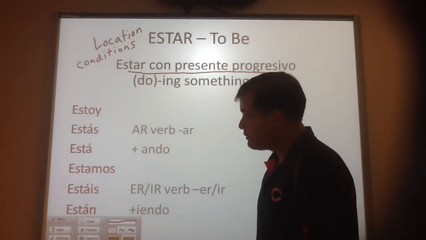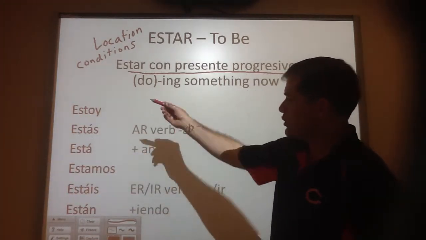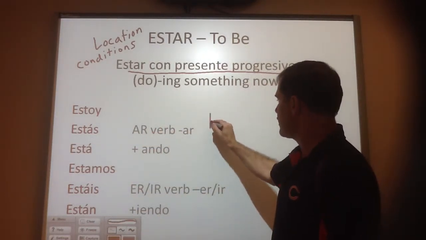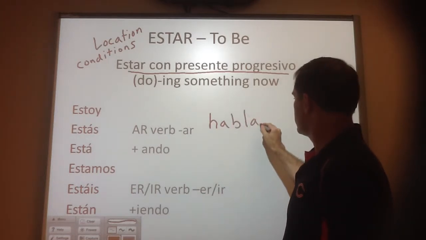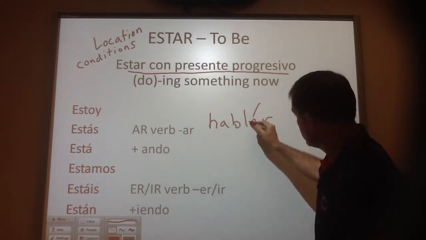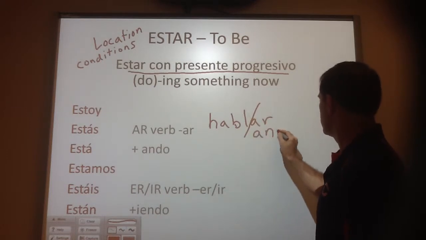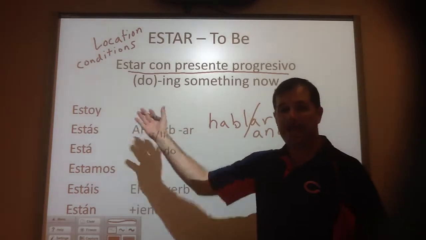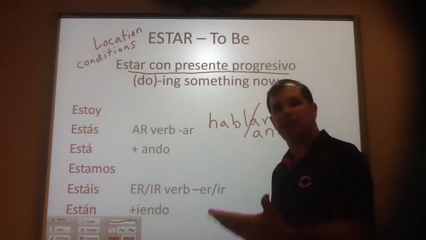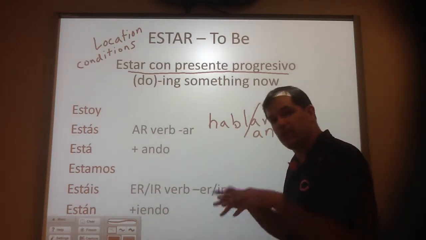Take whatever form of the verb, depending on who's doing it: yo, tú, él, ella, etc. So you take the correct form of the verb ESTAR. Take any AR verb, like hablar. Okay? We take off the AR, and then we add ando. So, I am speaking right now. I'm talking. Estoy hablando. Estoy hablando. Okay? Estás hablando. You are speaking right now.